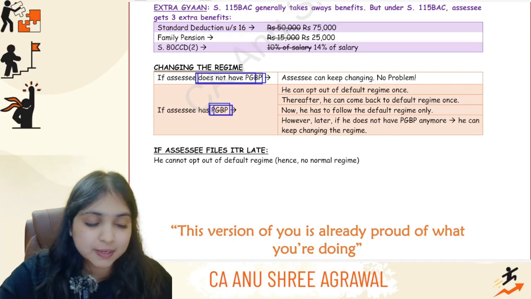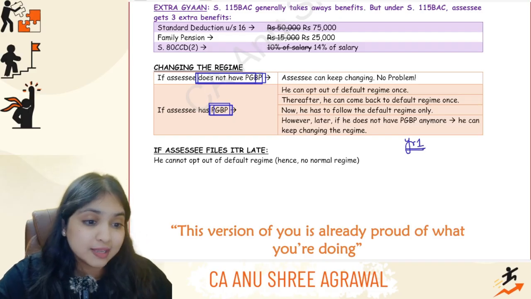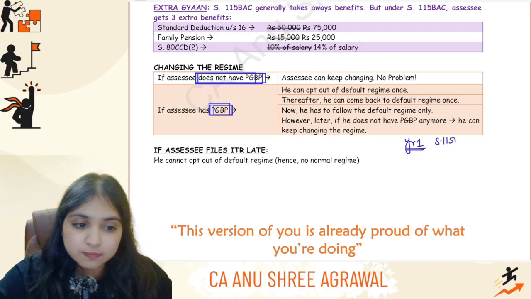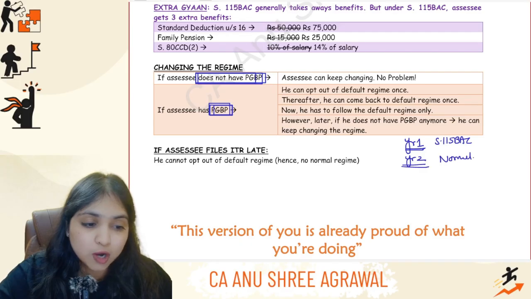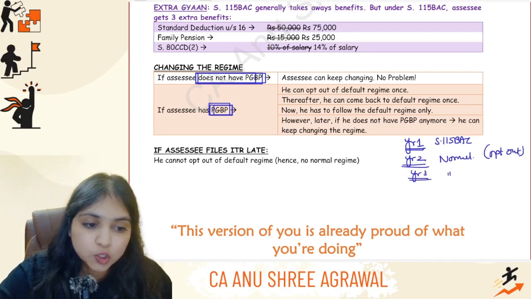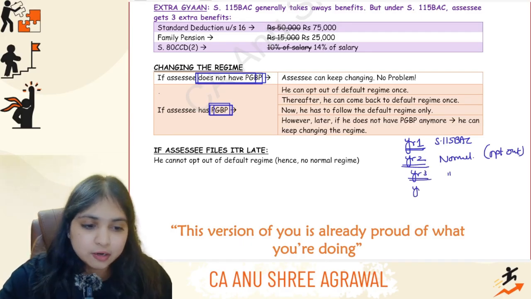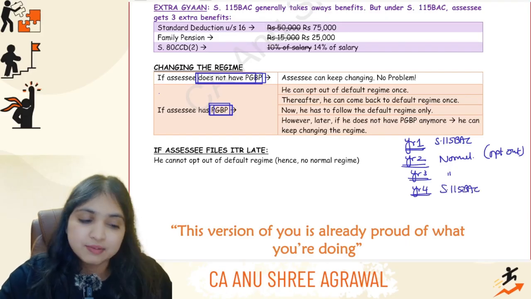Like for example, let's say in year 1 the assessee was following the default regime, 115BAC. Then in year 2 the assessee decided to opt out and go to the normal regime, which means the assessee has opted out, guys. Then let's say in year 3 also the assessee was following the normal regime, but in year 4 the assessee decided to come back to 115BAC. Yes, we will let the assessee come back.